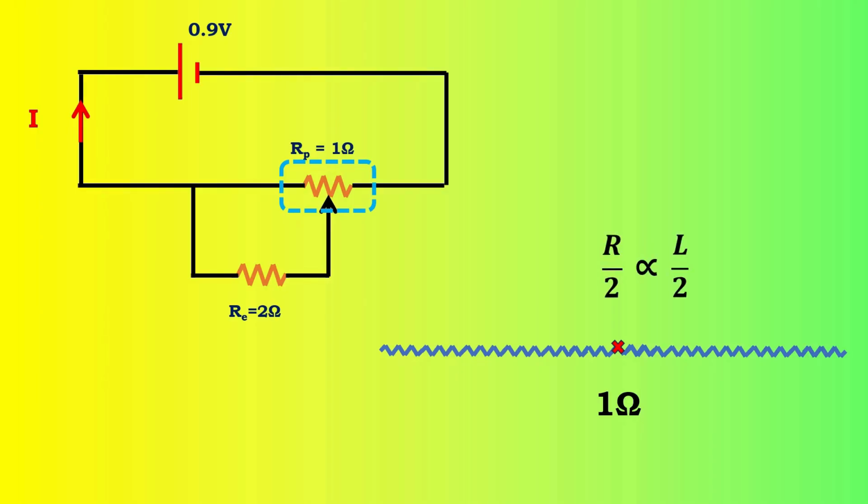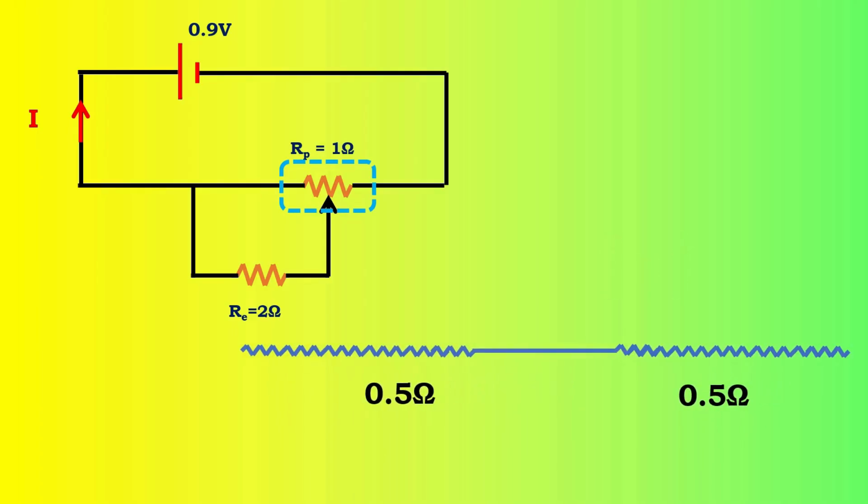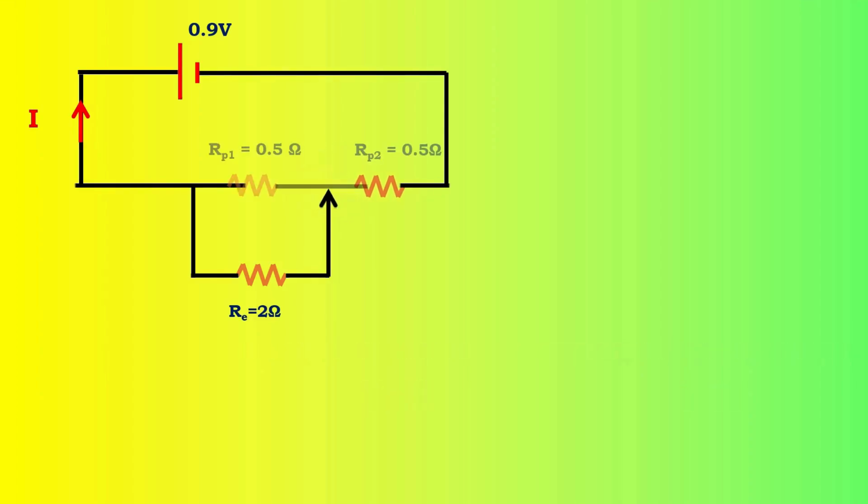The total resistance of the potentiometer wire is 1 ohm, so each half of the wire will have a resistance of 0.5 ohms. That means the left section is 0.5 ohms, and the right section is also 0.5 ohms. Now, let us place these divided resistances back into the circuit and analyze it carefully.